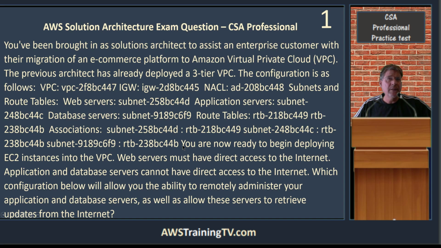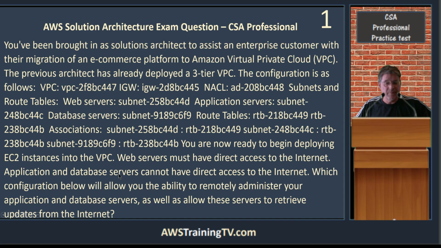You are now ready to begin deploying the EC2 instances in the VPC. Web servers must have direct access to the internet. The application and database servers cannot have direct access to the internet. So what are we saying there? You're ready to deploy. The web servers must have access to the internet. That's obvious. Of course, web servers use the internet. However, the application and database servers cannot have access to the internet.